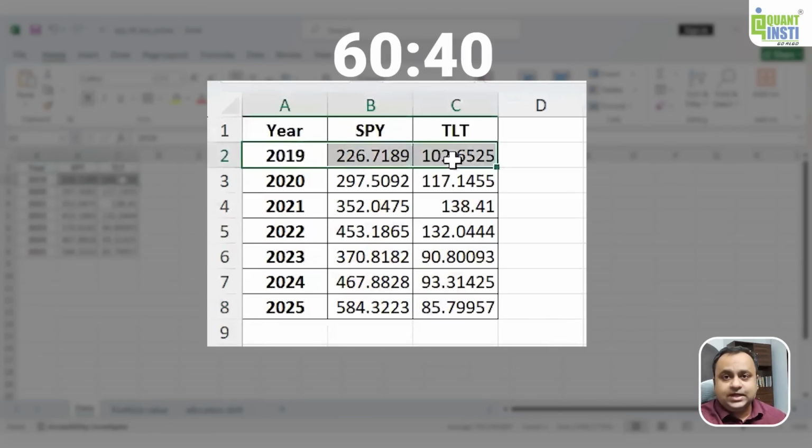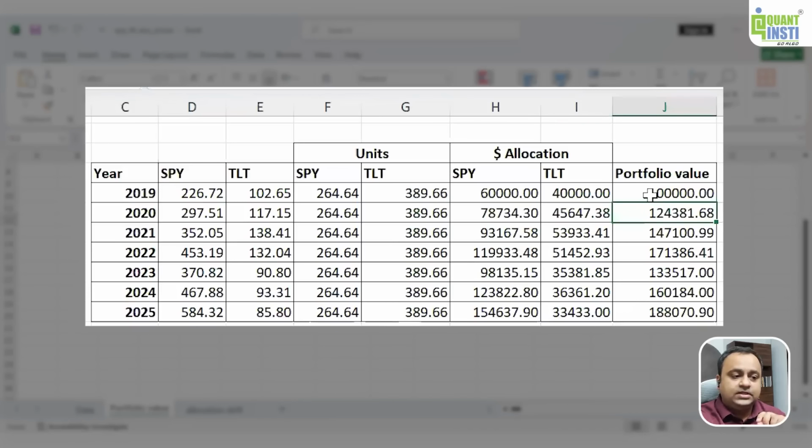Suppose we start in 2019. So our portfolio value is $100,000 at the very start. Using this $100,000, I want to allocate $60,000 to SPY and $40,000 to TLT. In the beginning of 2019, and here we are not even talking about rebalancing, we are just talking about going and purchasing these units with our initial capital. So the number of units I own for this portfolio, which I want to buy and hold for a long period of time, are fixed at the very beginning.